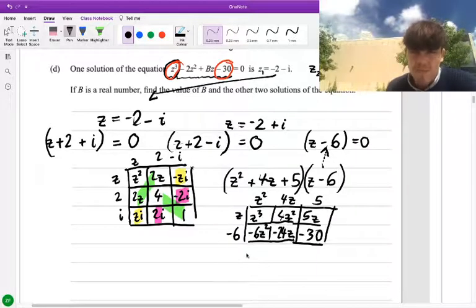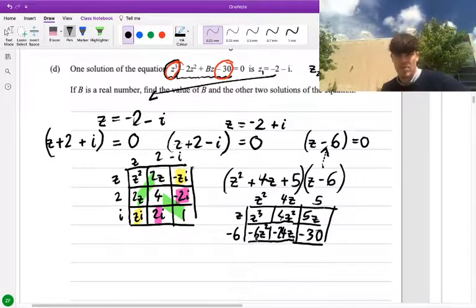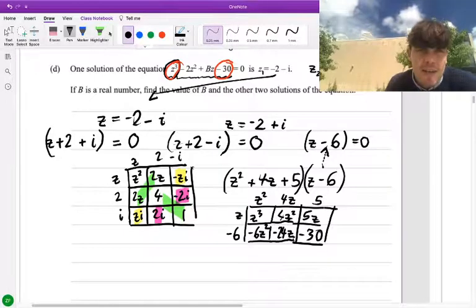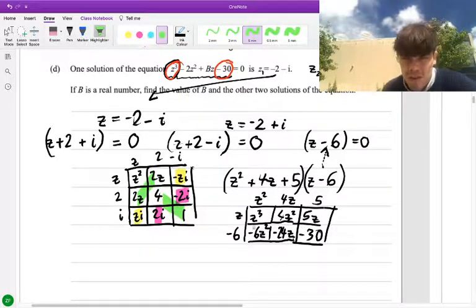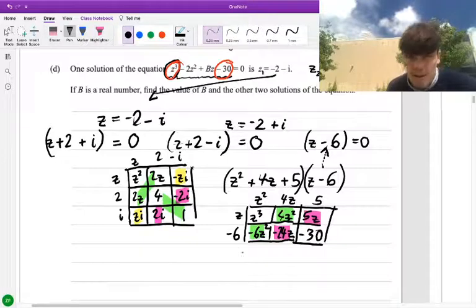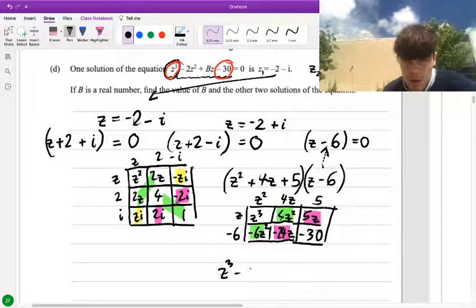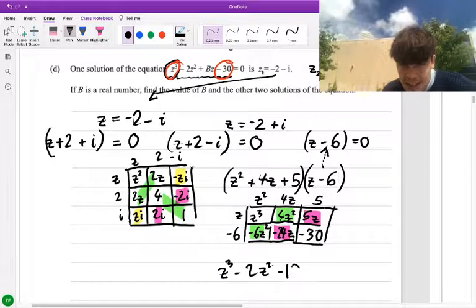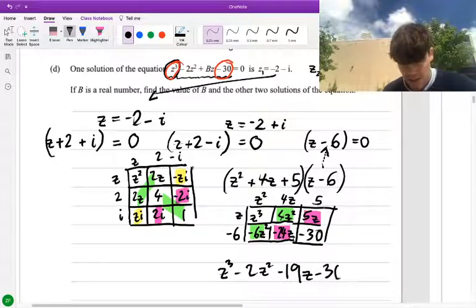Nice. Okay. So I'm going to show you that link thing again. It's kind of cool. So notice that these diagonals match up, and notice that this diagonal matches up as well. So we'll write out the full expression below. It becomes z cubed minus 2z squared minus 19z minus 30.